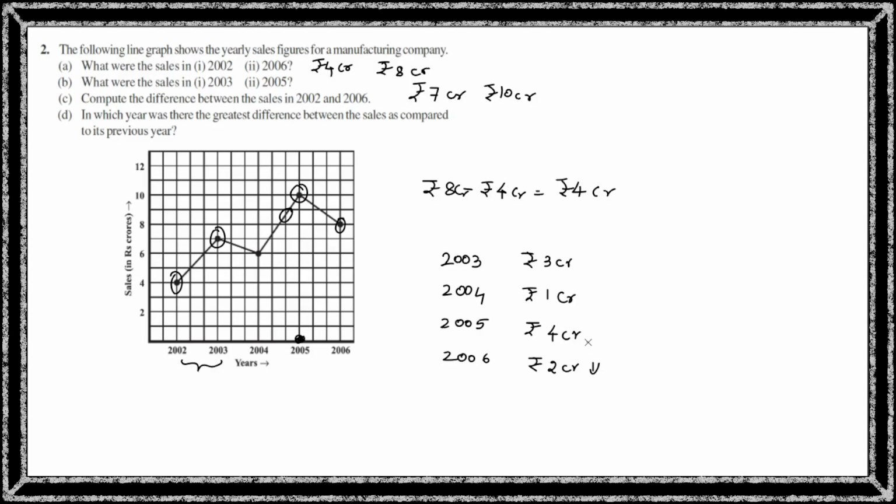This is a decrease, this is an increase, again this is a decrease and this is an increase. So you'll see that the maximum difference is 4 crores, right, which is in 2005. So the answer is 2005. So that is about your second question.